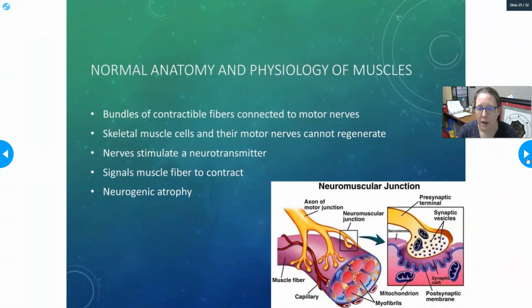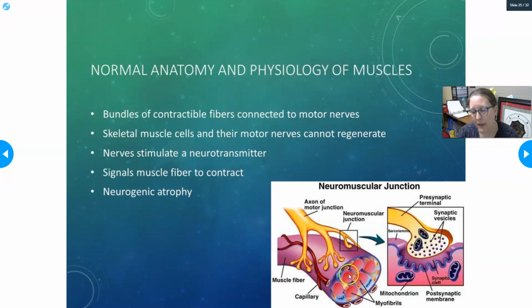So the last little section is going to be about the muscles. A quick review of the normal anatomy and physiology of muscles. Muscles are bundles of contractible fibers that are connected to motor nerves. A muscle fiber is actually one skeletal muscle cell, so they're the biggest cells in your body.